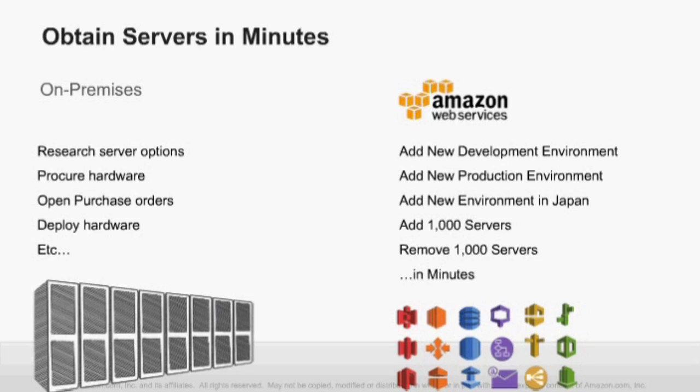In the AWS environment, you could add a new development environment, you could add a new production environment, you could add another kind of test environment. You could do that in the location that's closest to where you work. You could do it in another country like Japan, and we'll talk about the various bits of infrastructure we have across the world shortly. You could add 1,000 servers, remove 1,000 servers, and you could do all of these things in minutes, only paying for what you use.